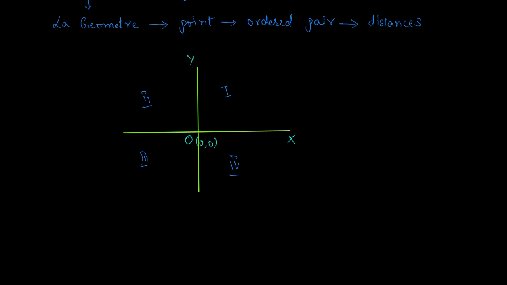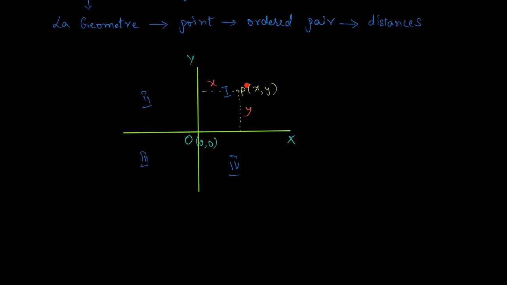Let us say if we take any point here, P, and let us say this is (x, y). This means that this point P is at a distance of y units from the x-axis and x units from the y-axis. So this is our point P, which is (x, y).